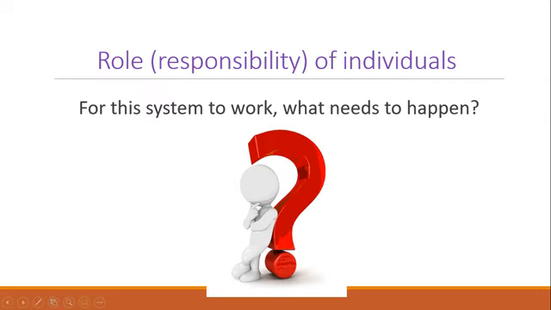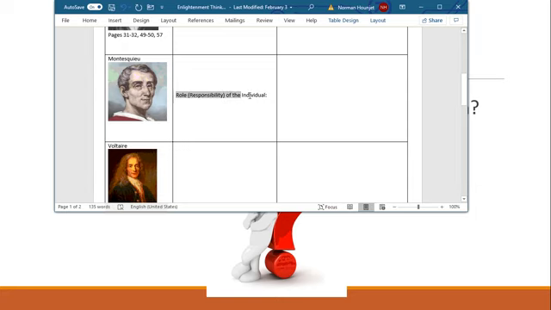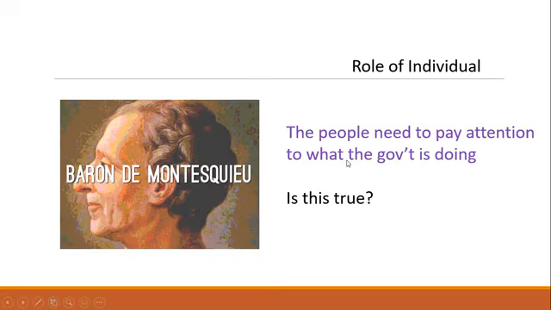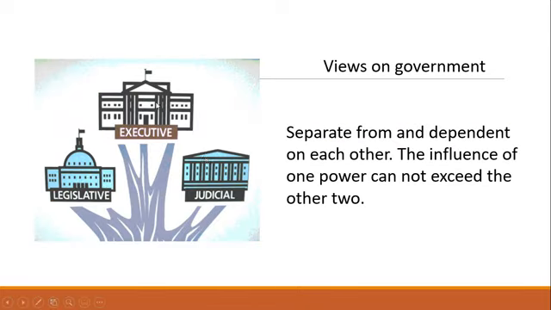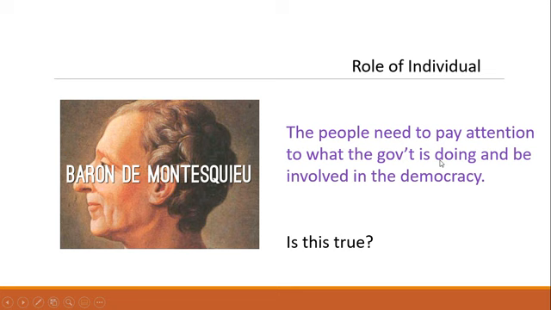Now, according to Montesquieu, individuals also have responsibilities, also have a role to play in society. So what did he say? Where's my paper? Montesquieu, where are you? There you are. So here we go. The role or responsibility of the individual, of individual people. Well, the people need to pay attention to what the government is doing. The people need to make sure that these 3 branches of government remain separate, that there is no corruption going on in the government. That's what Montesquieu said. Is that true? And also, we need to be involved in the democracy. People need to be voting. They need to make their voices heard to ensure that the government knows what people want.